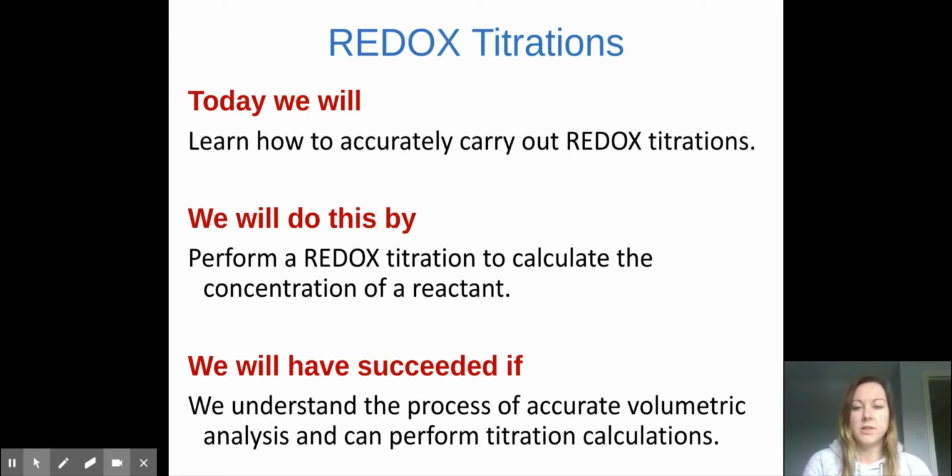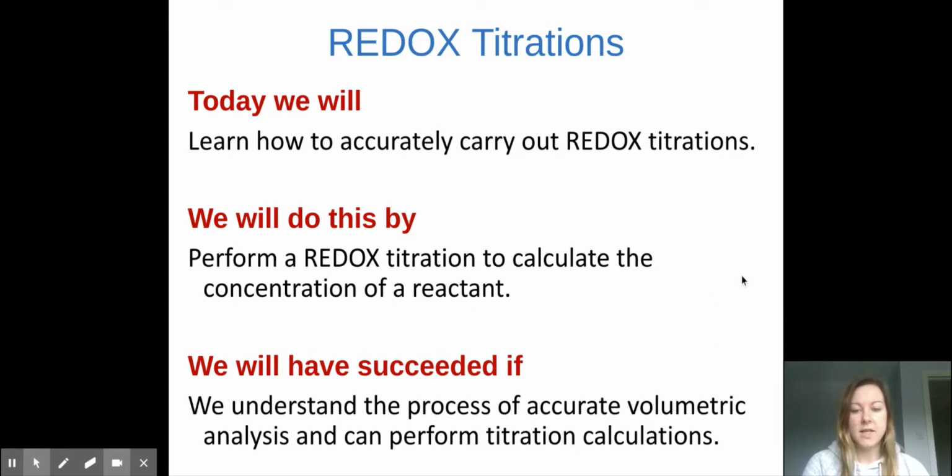So what we're going to learn today is how to accurately carry out a redox titration. We would usually perform this redox titration in the lab. Obviously, we're not going to do that today. I'm just going to show you a hypothetical titration so that we can calculate the concentration of a reactant.